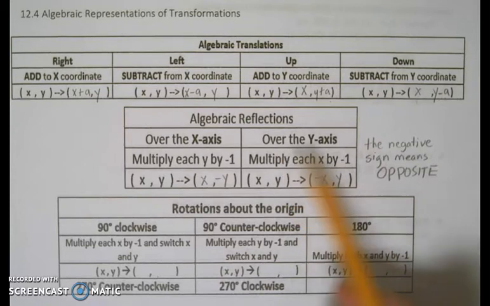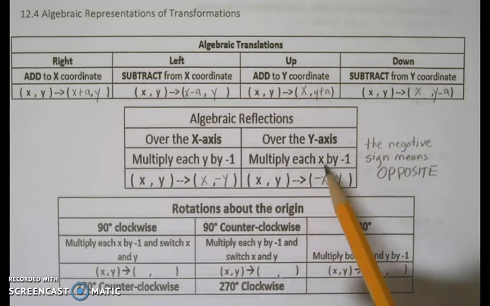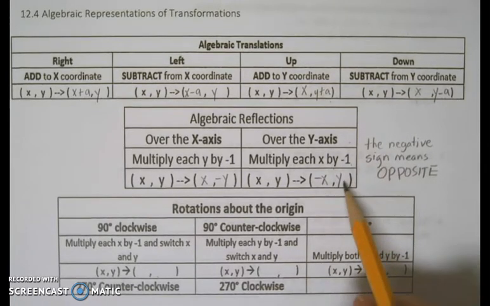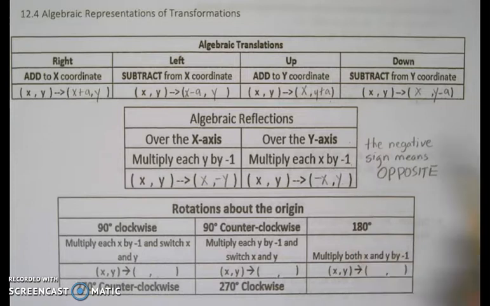So when we go over the y-axis, you will multiply each x value by the -1. So this means opposite x, same y, when you go over the y-axis.